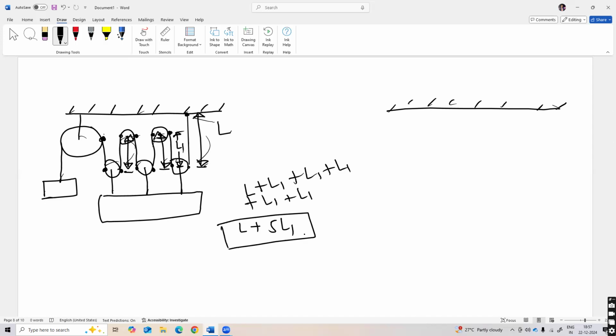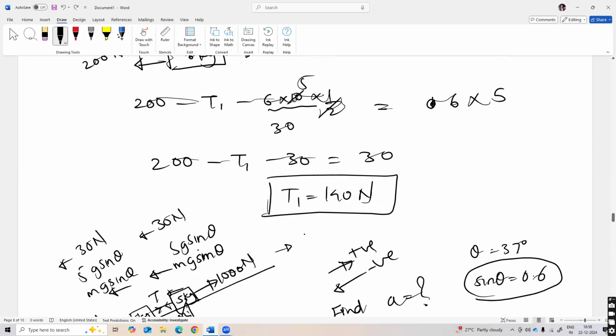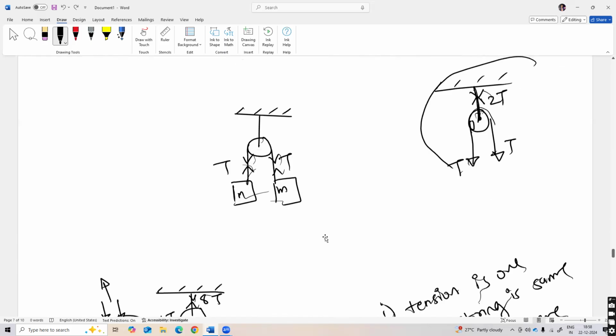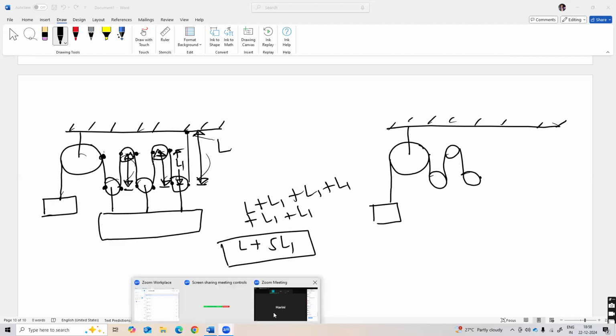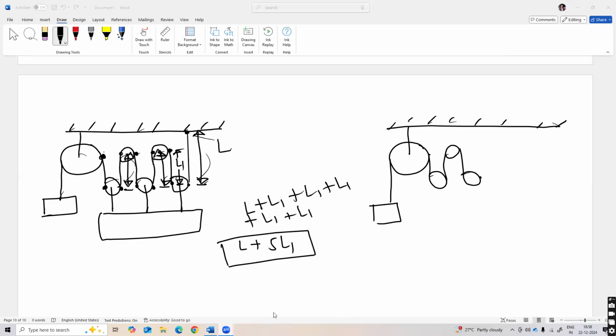Now, you understood that the length of the rope is L plus 5L1 till now? Did you get this? Okay, fine.